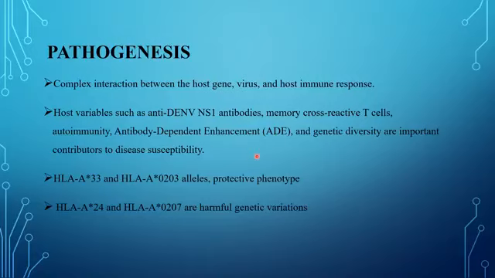There are also some genetic factors which affect the pathogenicity. For example, when the HLA-A32 and HLA-A0202 alleles are present in a human host, these are protective phenotypes, and the pathogenicity of the virus will be very low. In case HLA-A24 and HLA-A0207 phenotypes are present, these are harmful genetic variations. In those individuals, the pathogenicity of the disease will be very high, meaning it causes a very severe disease.